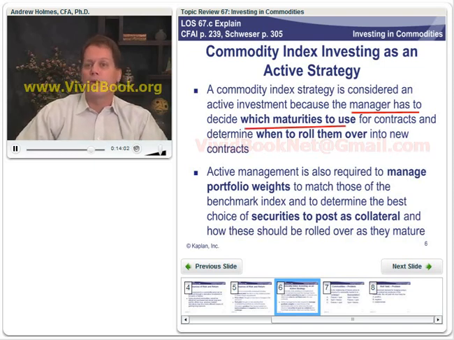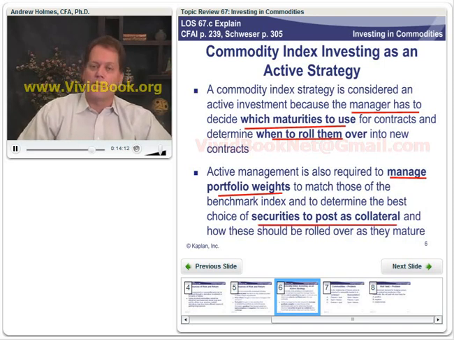Also, you're going to have to think in terms of portfolio weights. How are you going to match that? Which securities are you going to post as collateral? All those types of things. So this is clearly an active management strategy. There's nothing passive about a commodities position, achieved through derivative contracts anyway, inside your portfolio.